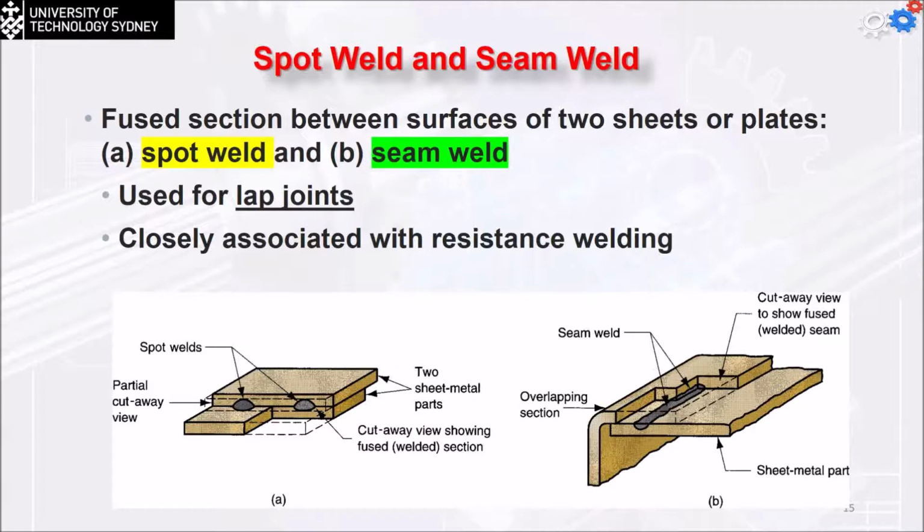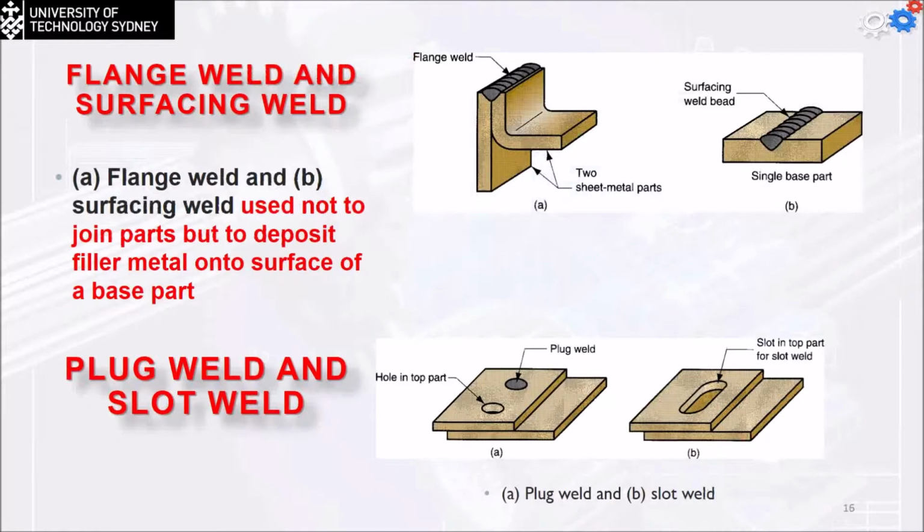As you can see here, this will be the flange weld type, and this is the single piece part with the surfacing weld. So this is a single part, but we're still doing the joining on it, mainly to make it stronger. Just imagine that we have a weird part, for example, the crankshaft for a car, and it has a certain damage on it.